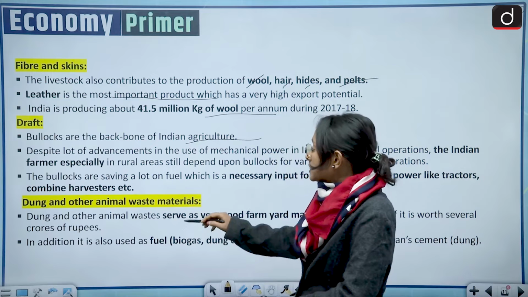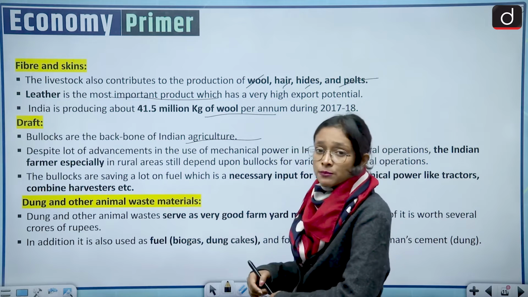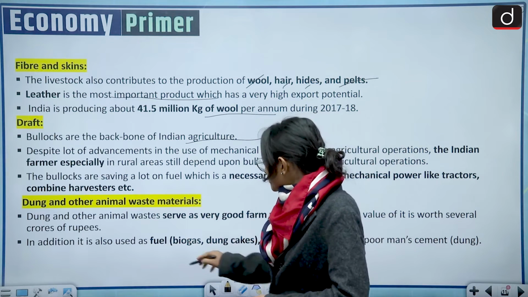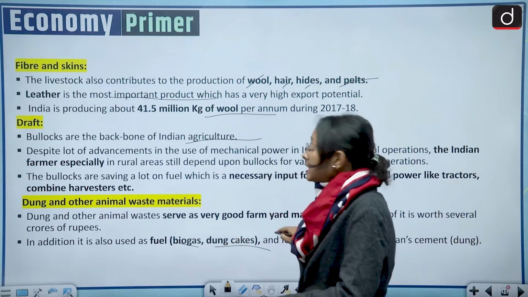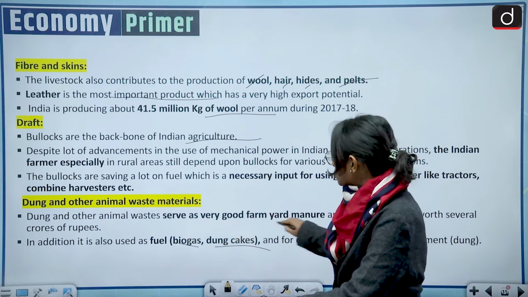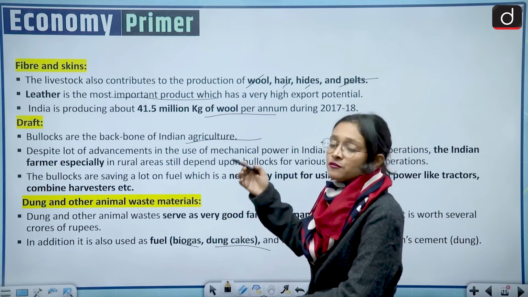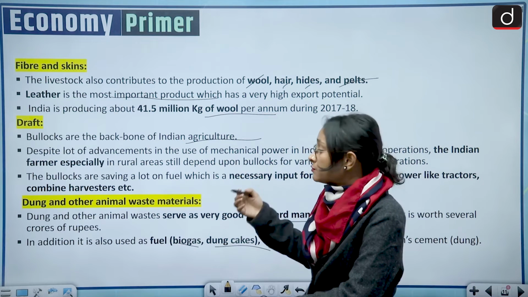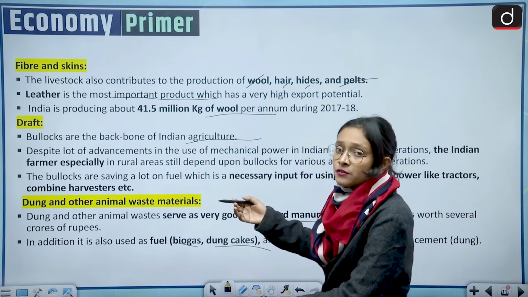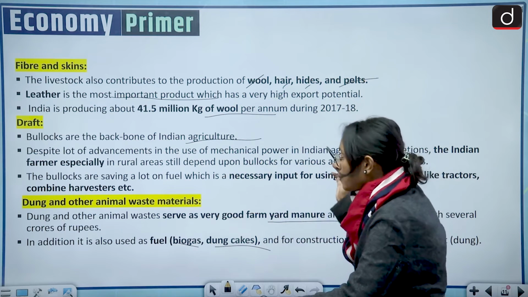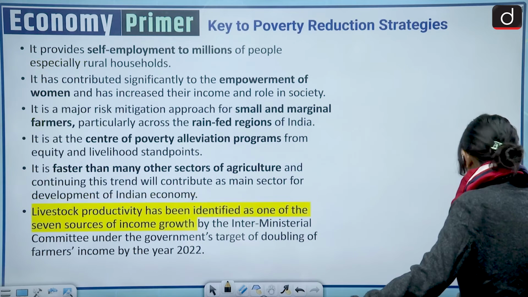Coming to dung and other animal waste material, their waste can also be an important part of the economy through biogas, dung cakes, and manure. In that way, they make a huge contribution in terms of food, fiber, fuel, and draft. These are the great contributions made by the livestock population of the country. Moving towards the next slide.